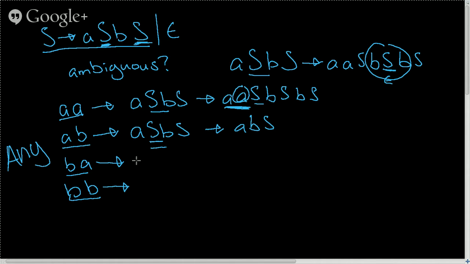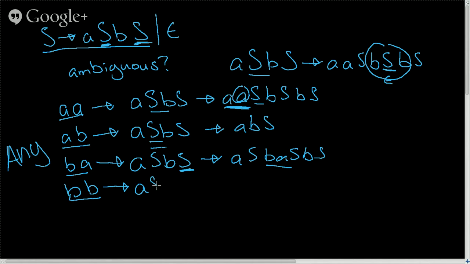Now let's look at B followed by an A. We have ASBS, and if this S went to ASBS, then that would give us ASBASBS, and we'd have this B followed by an A. Again, there's no other way to get a B followed by an A. No matter what you do, if you want a B and then you want an A to follow it, you're going to have to turn this S right here into ASBS.